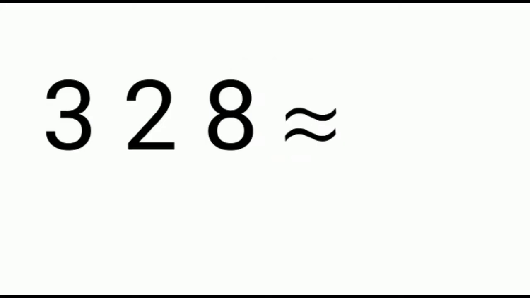So let's check a number 328. It's a 3-digit number and you have to round it off to the nearest 100. So for that, first of all you have to find the 100 place. Okay? Let's start from the right side of that number. This is the ones place, this is the tens place, so this will be the 100 place. Now underline that 100 place.